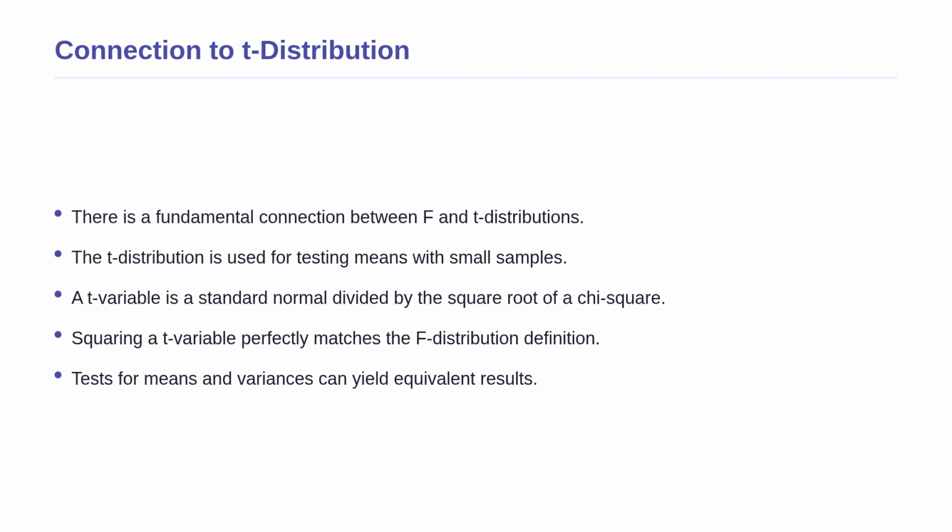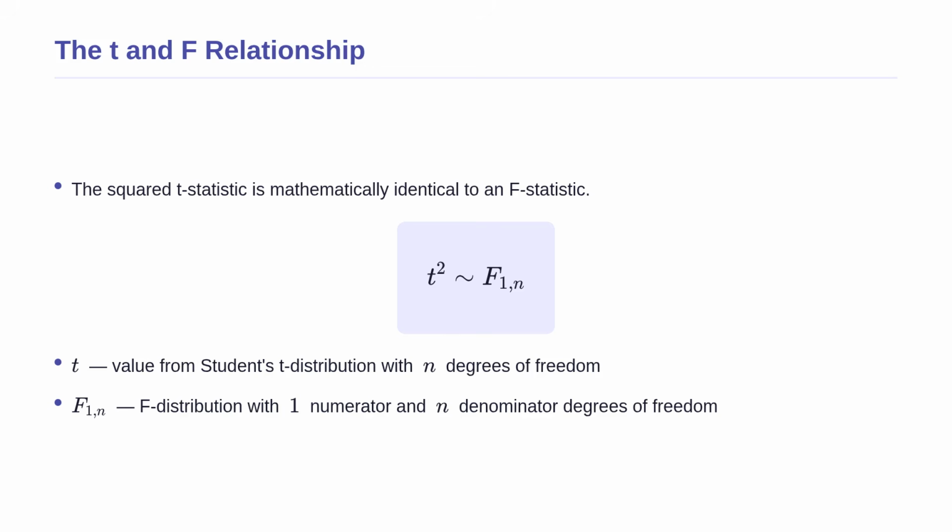This happens because squaring the T variable's fraction creates a squared standard normal in the numerator and removes the square root from the chi-square in the denominator. This perfectly matches the definition of an F distribution. Let us look at the mathematical formula for this relationship. The formula states that T squared follows an F distribution with 1 and n degrees of freedom.